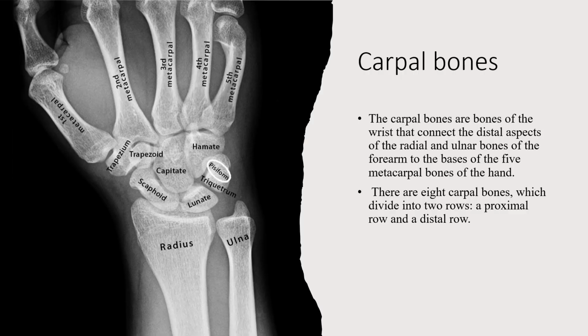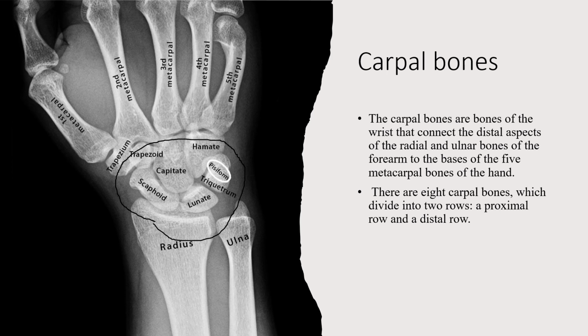So first of all, we need to understand what the carpal bones are. The carpal bones are the small bones which are found in the wrist. As you can see in the diagram, these all are the carpal bones.